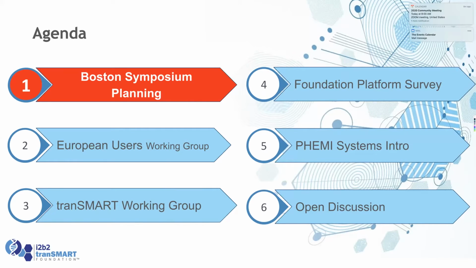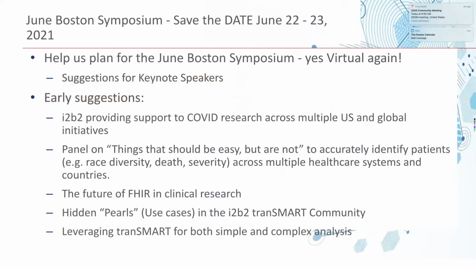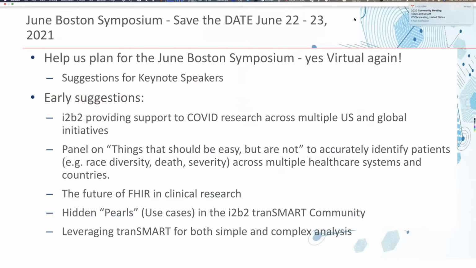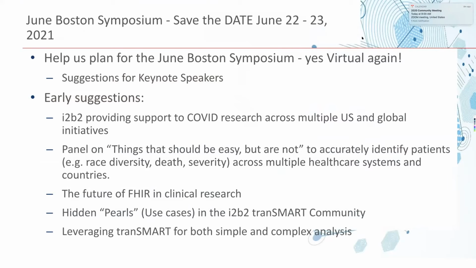It's not too soon to start thinking about our Boston Symposium, so planning is starting now. Again, it's going to be a virtual meeting, we think. The chances of getting anything put together as a live session in September are still going to be very difficult, so we're going to shoot for a later live session. The dates are June 22nd and 23rd. We still call it our Boston Symposium, but it will be completely virtual.